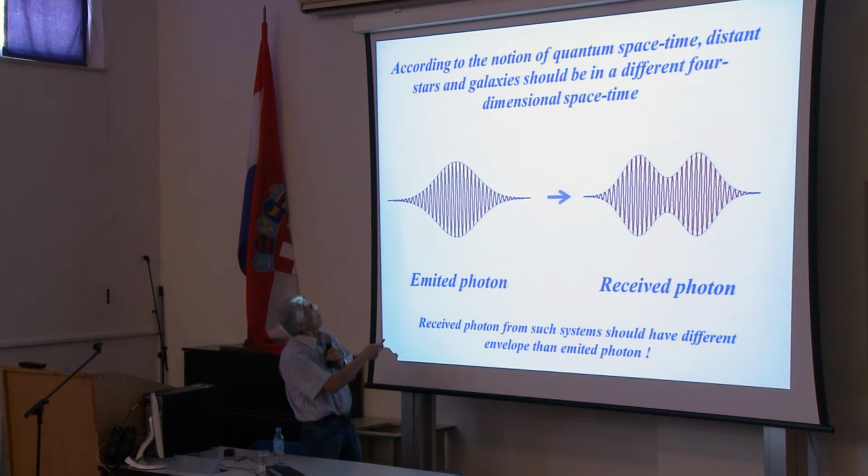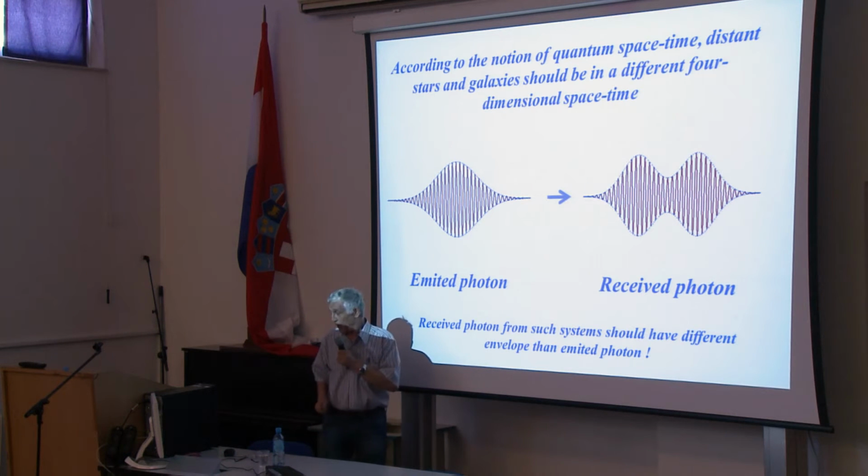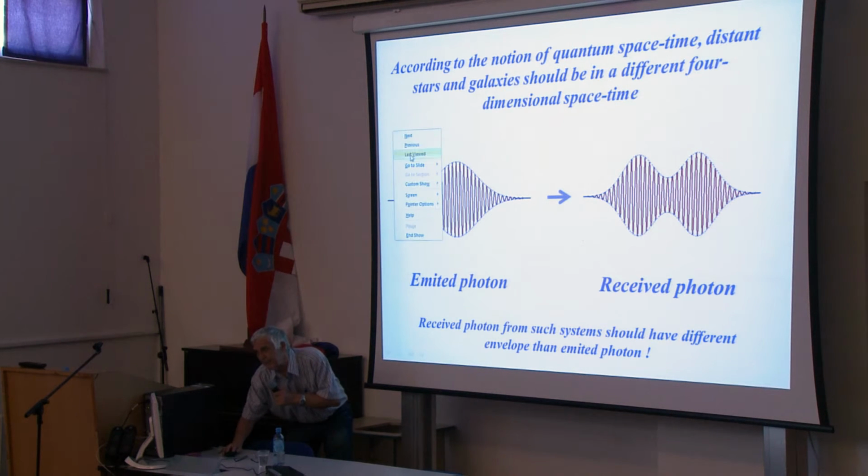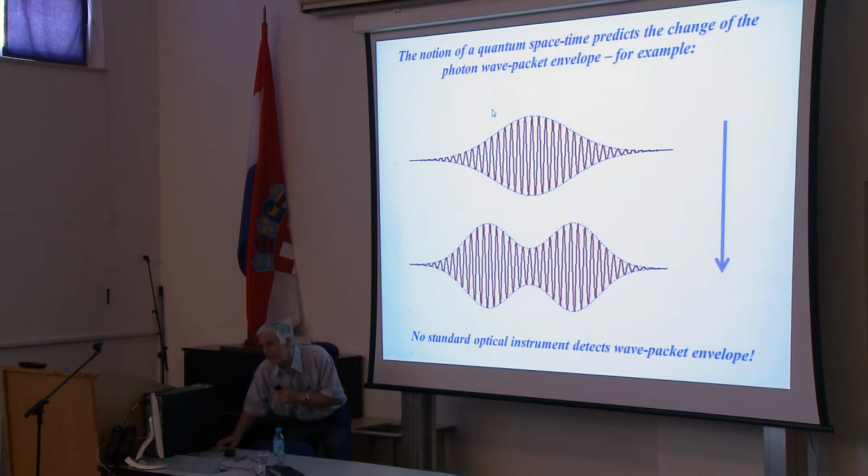And I claim the shape of the wave function is going to be different, which would mean that the star which emitted that light is really contained in a different, not only classical space, that means in different directions and at a different distance from us, because that is classical space, but in a different quantum space, if that comes true. And now the question is how to measure this shape experimentally. And is it possible to measure this shape?